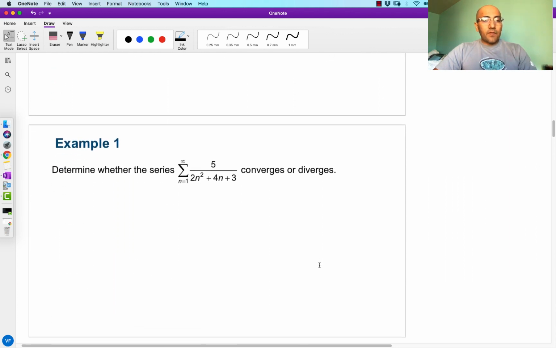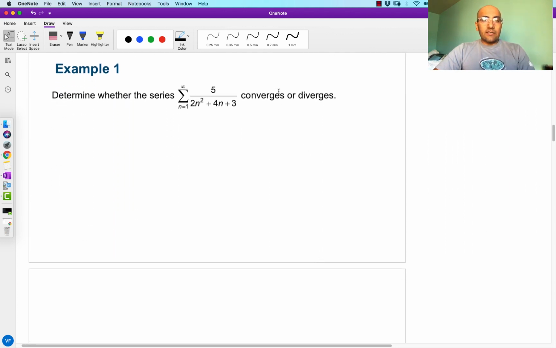So here's an example. Example 1, determine whether this series is convergent or divergent. Okay, so what we want to do is compare it to something. We want this something to be much simpler, right? Ideally, something that we can tell either converges or diverges, and we want to establish an inequality that is useful, right?